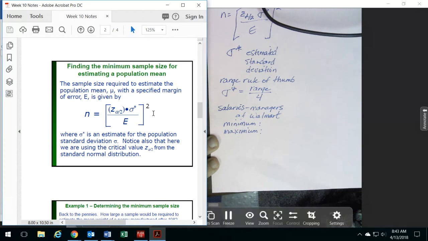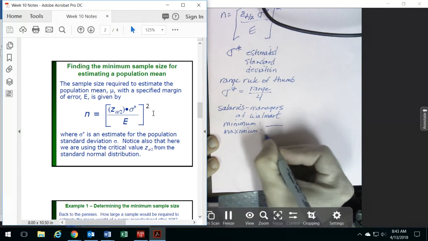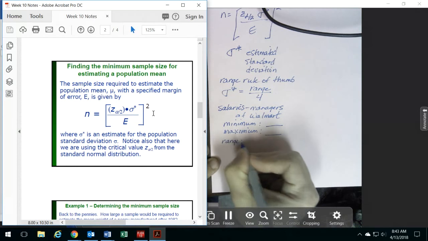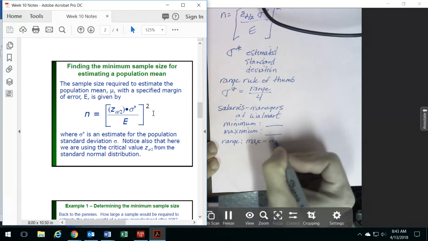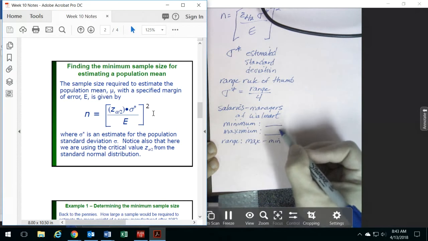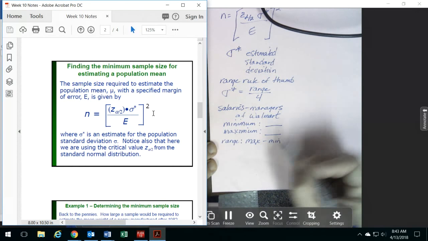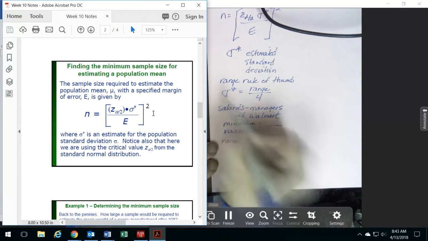So for example, I might think the minimum might be, I don't know, $20,000 to $25,000. The maximum maybe $60,000 to $70,000. Anyway, just come up with your own estimate for those two numbers and then find your range once you've estimated those two by taking the maximum minus the minimum. So whatever you make a guess at for these two numbers, subtract them to get your range, and then take that value and divide it by 4, and that will give you the estimated standard deviation to use in the formula.